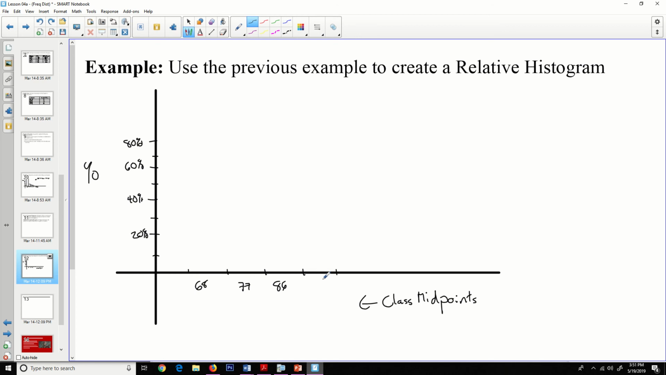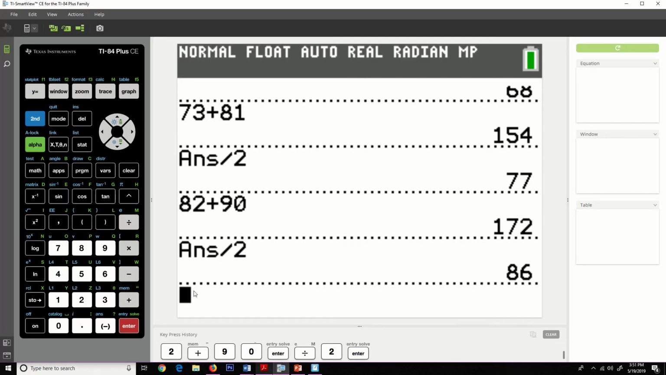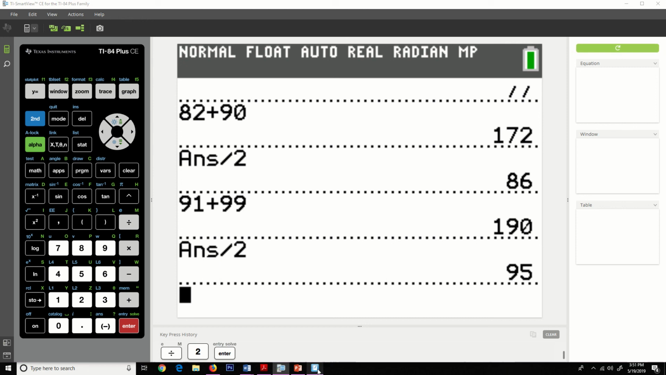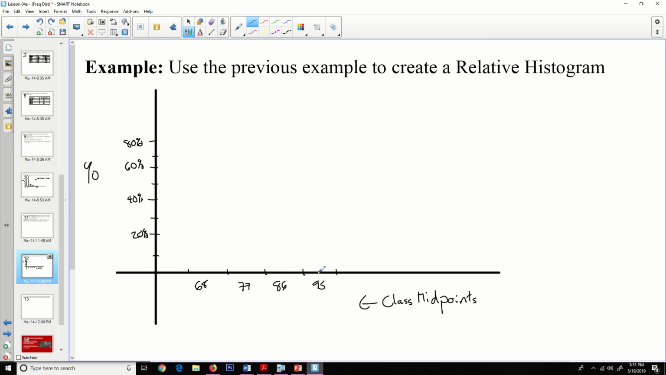And then for this one, it was 91 to 99. 91 plus 99 is 190 divided by 2 is 95. So we'll put 95 there. And then we'll do those relative frequencies.